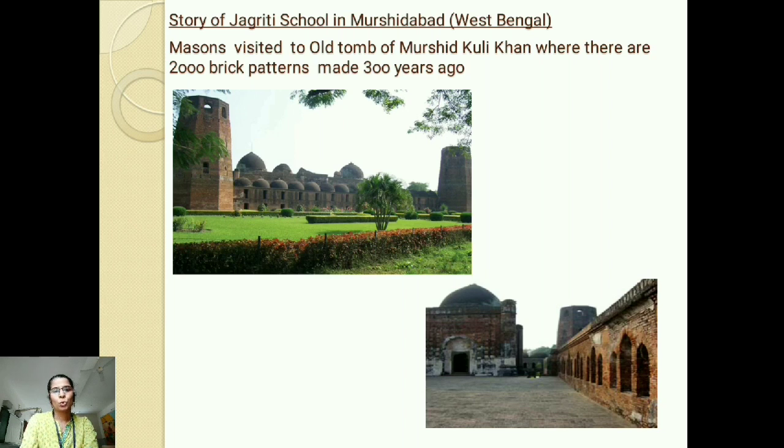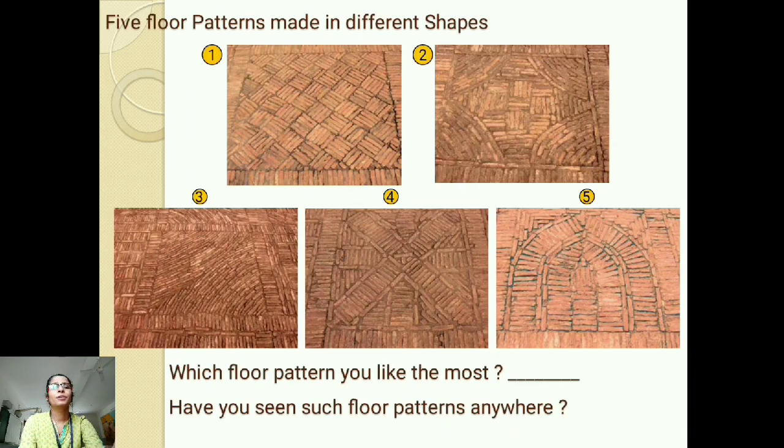Now they were told to create new patterns for this school so that the children would enjoy their learning while coming to the school. So they were told to visit an old tomb in Murshid Quli Khan, where there were 2000 brick patterns made 300 years ago. Imagine, 300 years ago, such beautiful 2000 brick patterns were being made at that time. So the masons got very excited seeing those patterns and they came up with very different patterns.